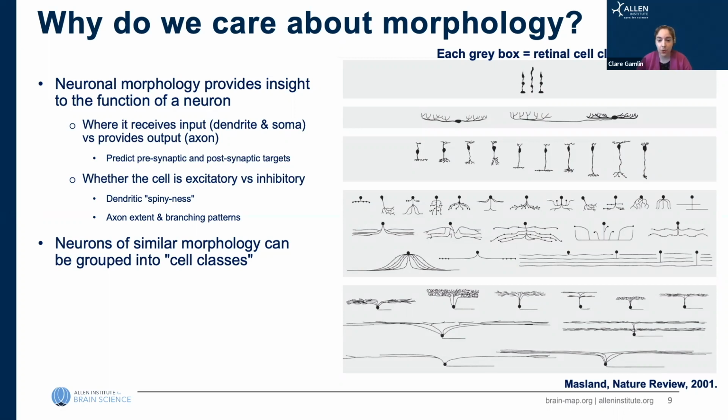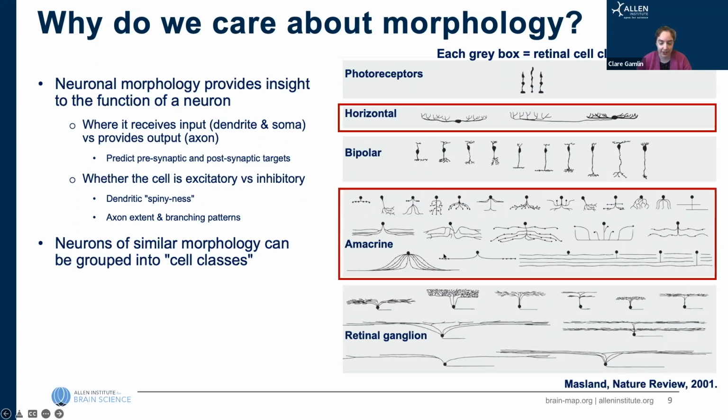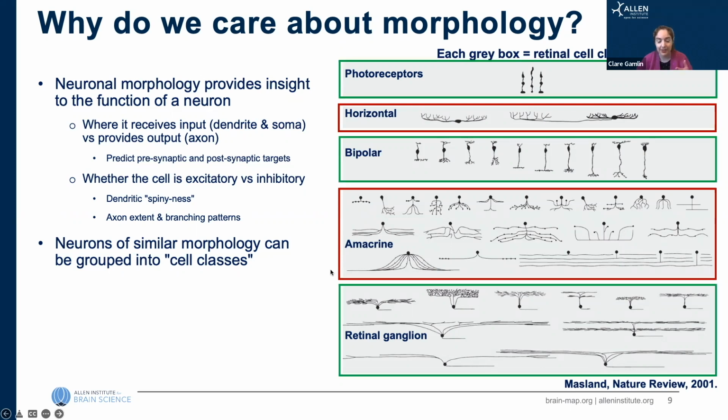So in cortex, we know that excitatory cells have really spiny dendrites, whereas in the retina, we know that inhibitory cells send their information horizontally. So hopefully you can already guess that these horizontal cells are inhibitory, but also amacrine cells fall into that category. And we also know that excitatory cells send their information vertically. So that includes the photoreceptors, bipolar cells, and retinal ganglion cells.